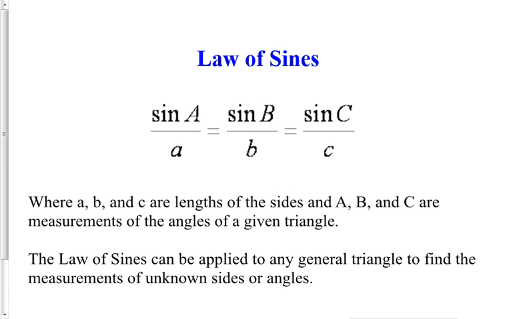Now, when we use the law of sines to solve for either a side length or an angle measure, we're only going to choose two of the three ratios, depending on what we know and what we're being asked to find. So here it's sine A over A, sine B over B, sine C over C. There are three different ratios there, but we're only going to choose two of them. You'll see when we do the example here. So when we choose two of the ratios, we end up with a proportion. And we can solve a proportion by cross multiplying. So let's take a look at an example.